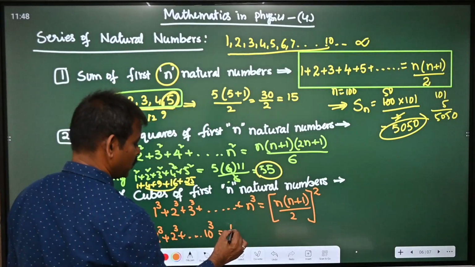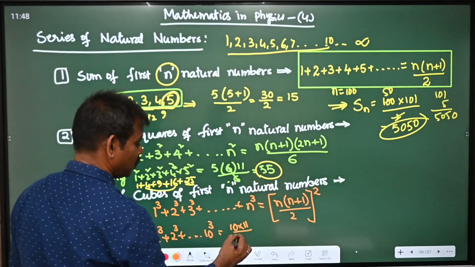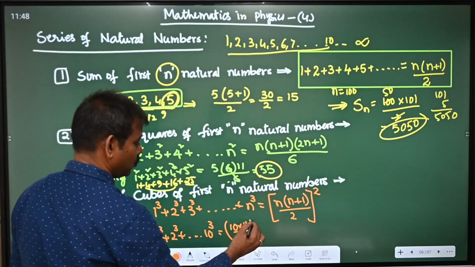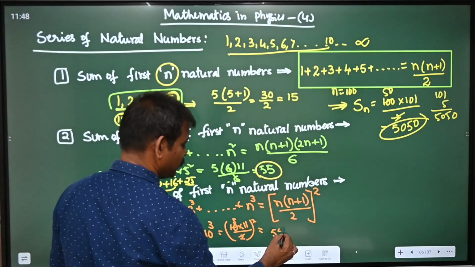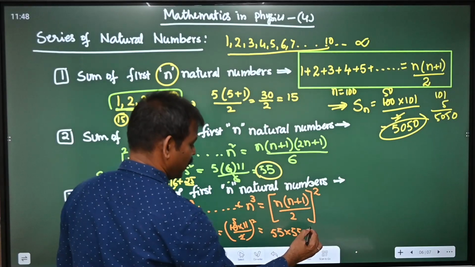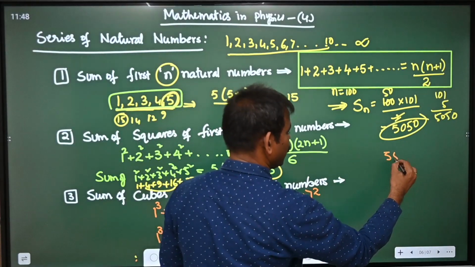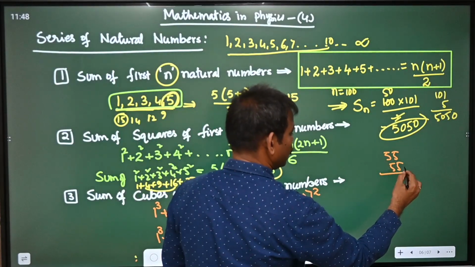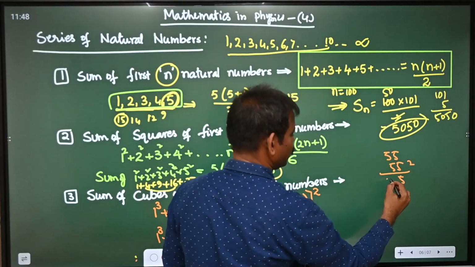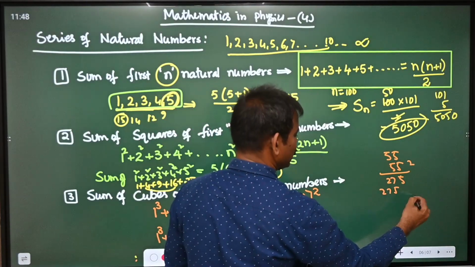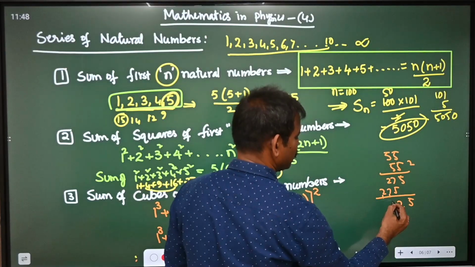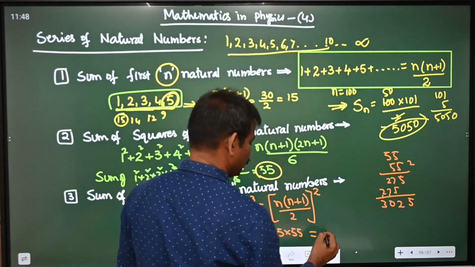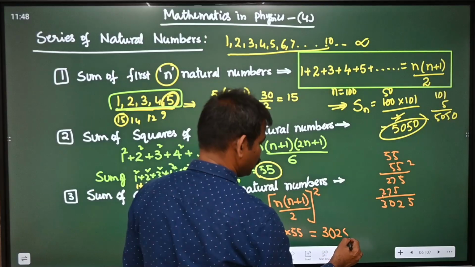Here n is equal to 10. So 10 into 11 by 2, whole square. So 2 1s are 2, 2 5s are 10, so this is 55 into 55. 55 into 55, 25, 25, 27, 275, 5, 12, 10. So this answer will be 3025.